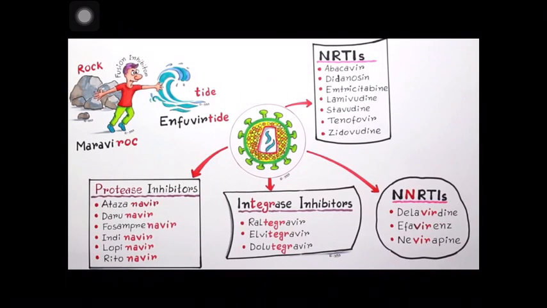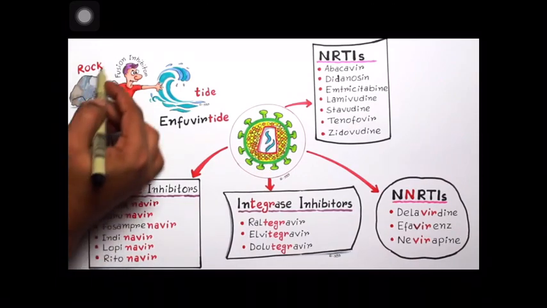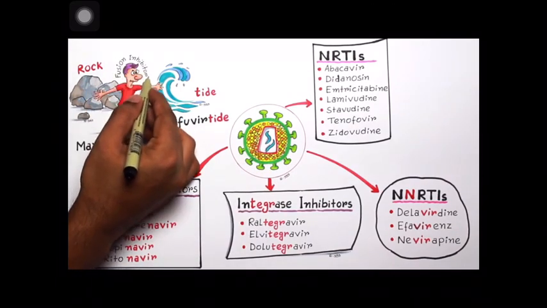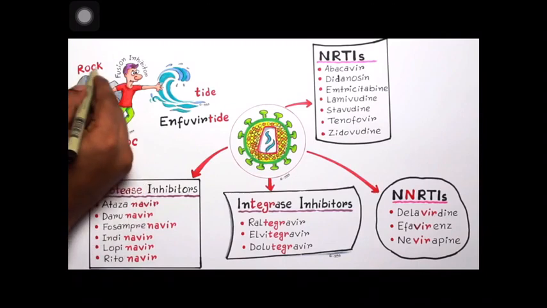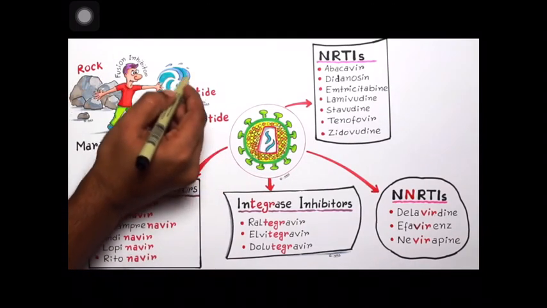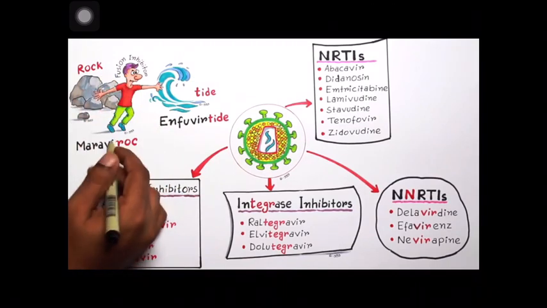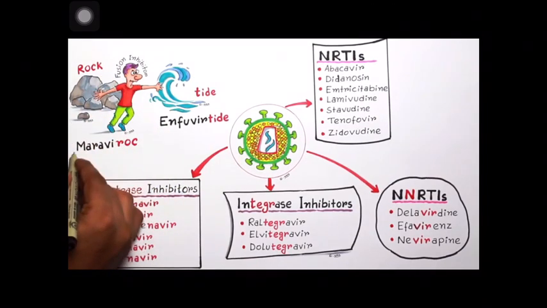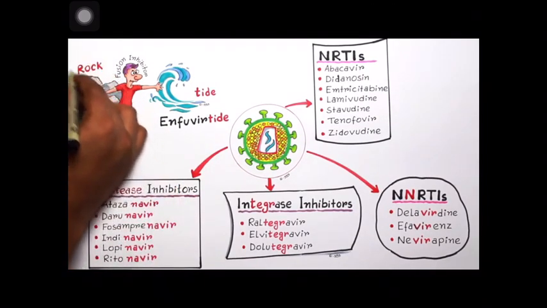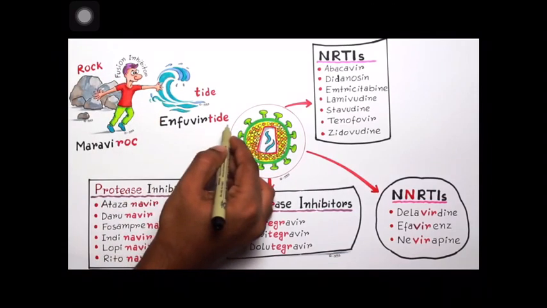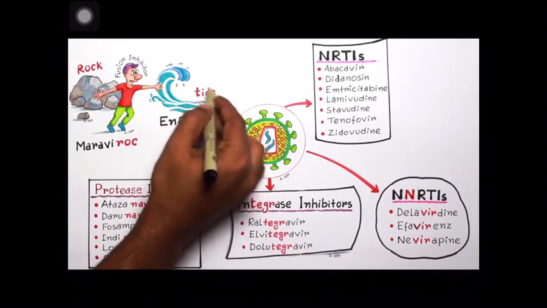Today we are going to discuss antiretroviral drugs. As you already know, right now there are 5 types of antiretroviral drugs available in the market. Let's start with the fusion inhibitors. Here you can see a man is trying to inhibit the fusion between the rock and the tide on the seashore. So he is the fusion inhibitor. First drug Maraviroc, which sounds like a rock, and second drug Enfuvirtide, which sounds like tide. So just remember this picture.